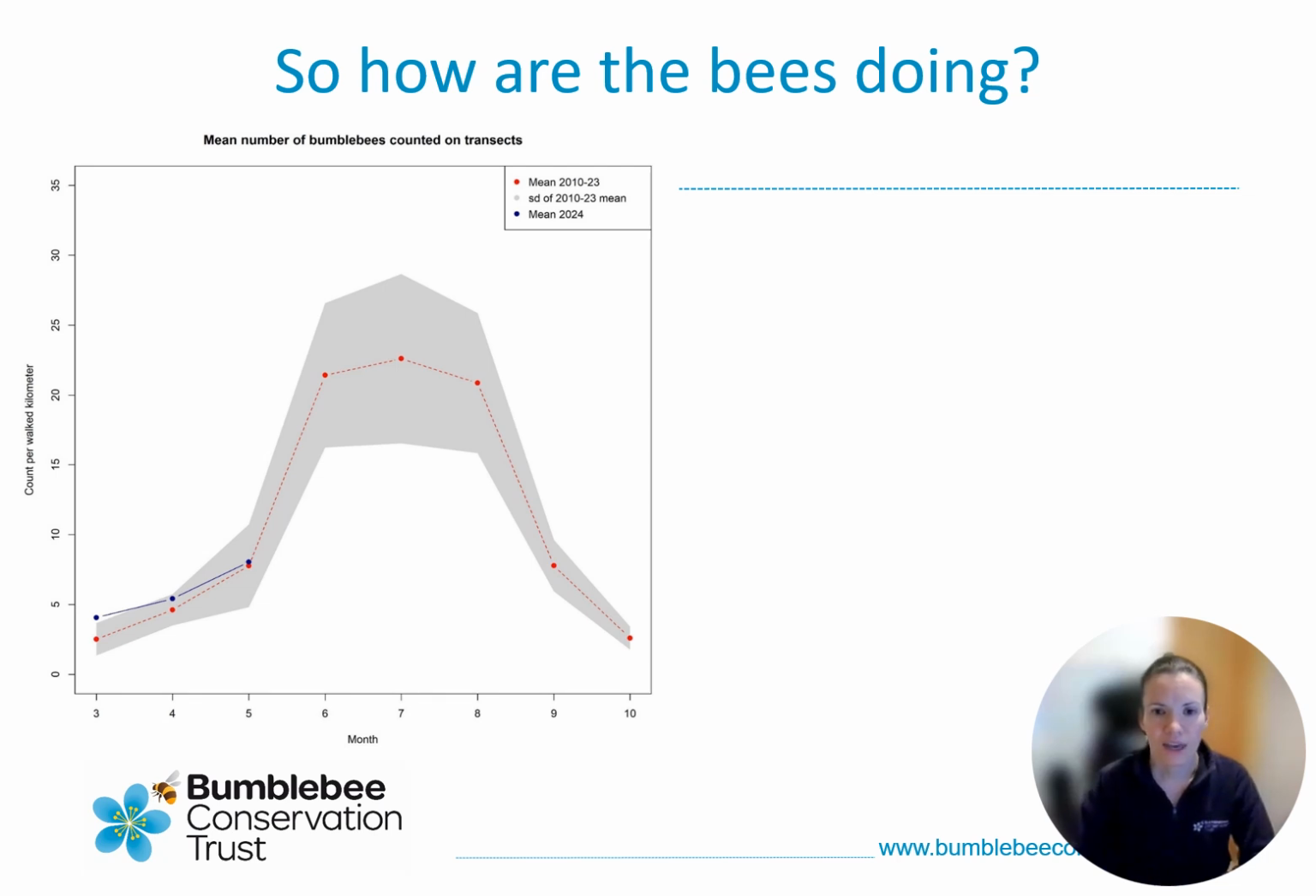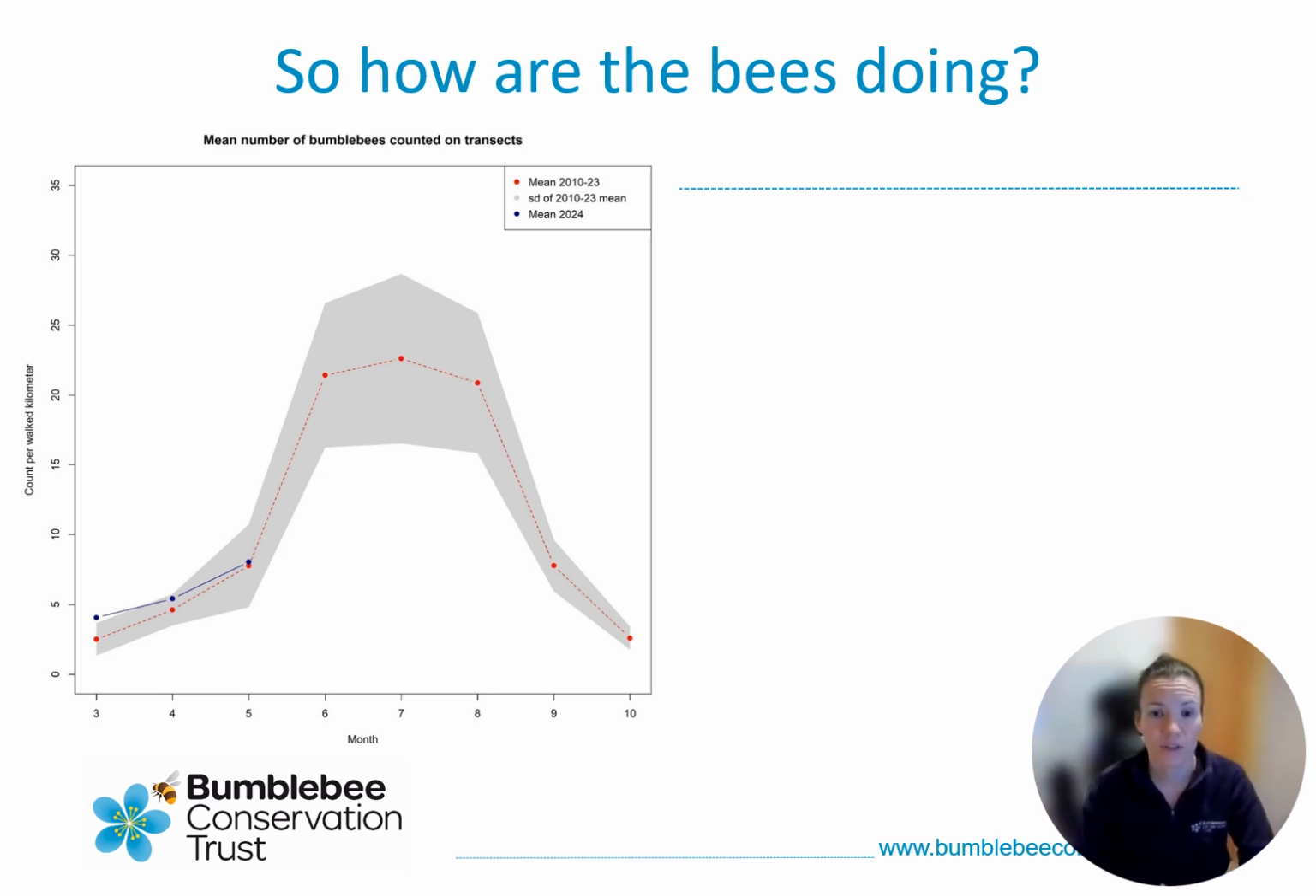If we look at the graph here, the red dotted line is the average number of bumblebees counted on transects, and that's across 2010 through to 2023. This gives us the normal, the average way a year would look for bumblebees. We have lower numbers as queens are coming out of hibernation. Numbers build slowly and then peak in June, July, August in summertime, and then die back down again at the end of the season. So anything within the grey is variation that we would expect, that we've seen before.